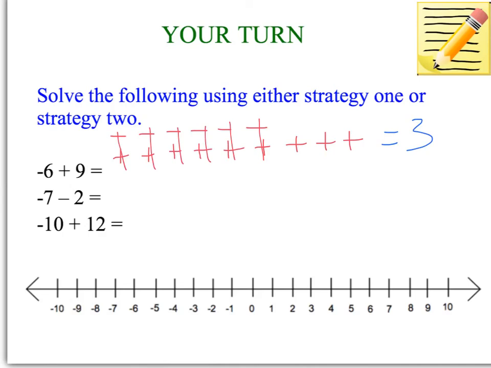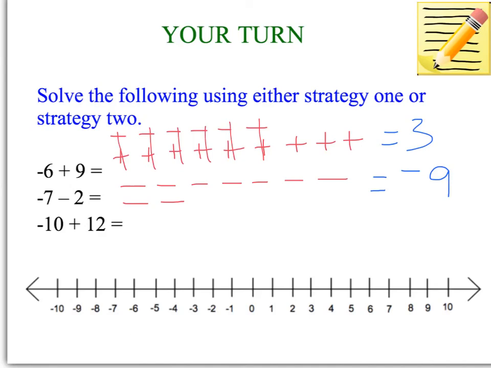Negative 7, take away 2. I like this symbol one, so I'm going to do this again. 1, 2, 3, 4, 5, 6, 7. There's negative 7 and then minus 2. And they're all negative signs, we add them up, so that equals negative 9.